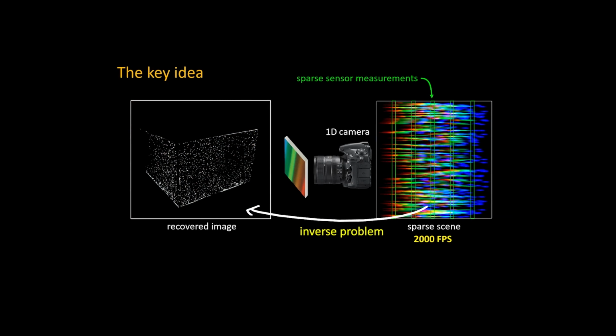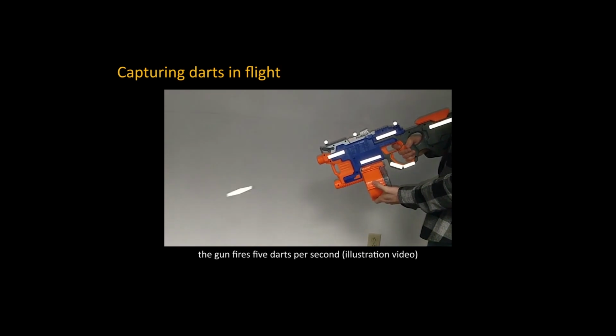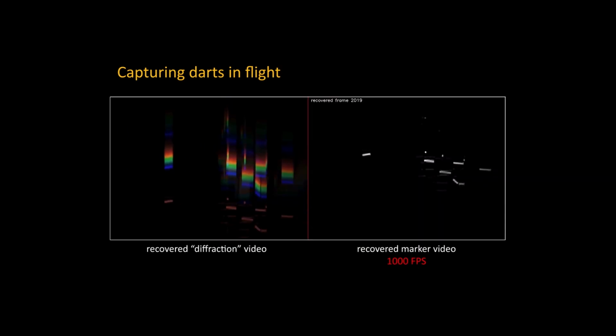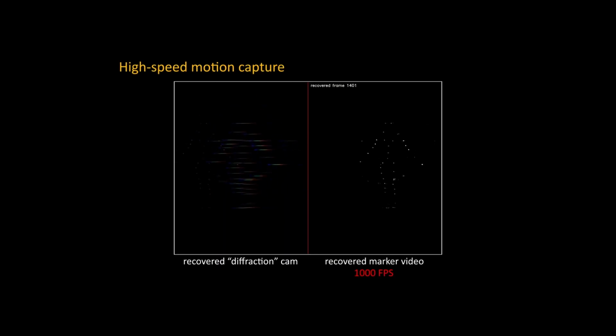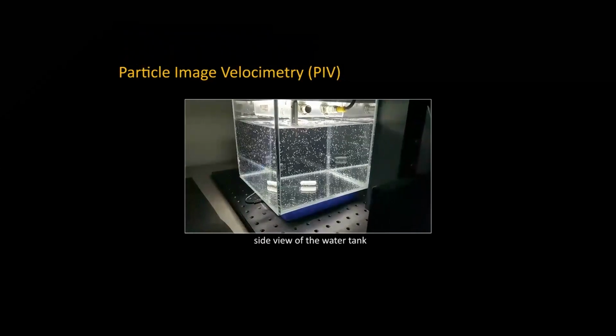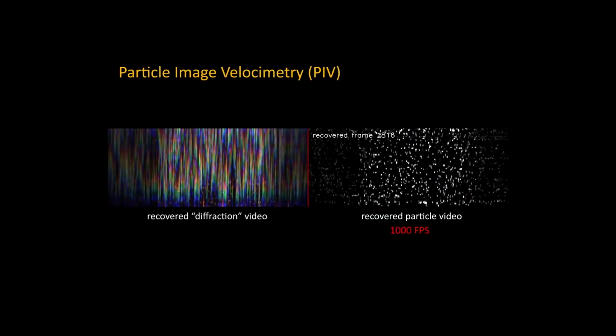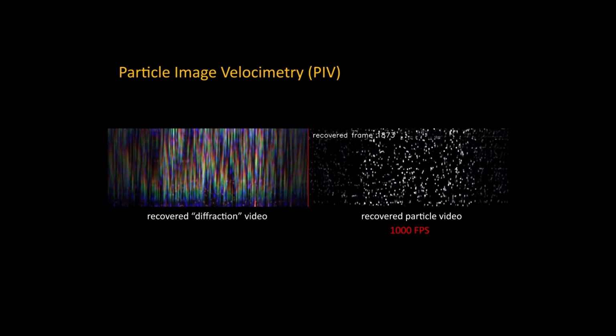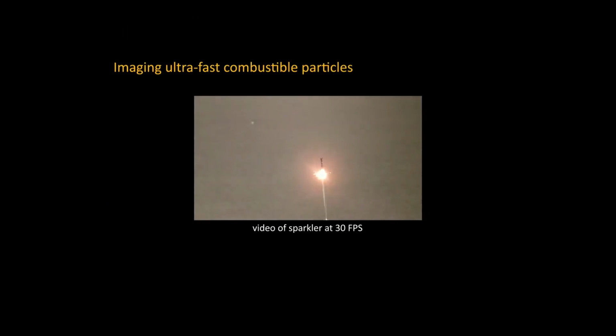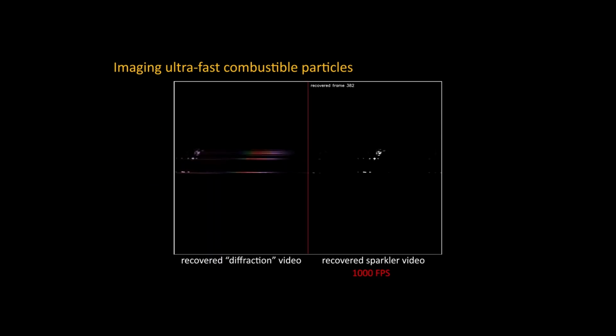We demonstrate our approach in several application domains, including high-speed motion capture of fast-moving markers, such as darts fired from a toy gun, or an actor performing a fast rope-skipping exercise; particle image velocimetry, where the goal is to reconstruct the fluid flow by imaging these white tracer particles; and recovering a high-speed video of combustible particles like the sparks generated from this sparkler.